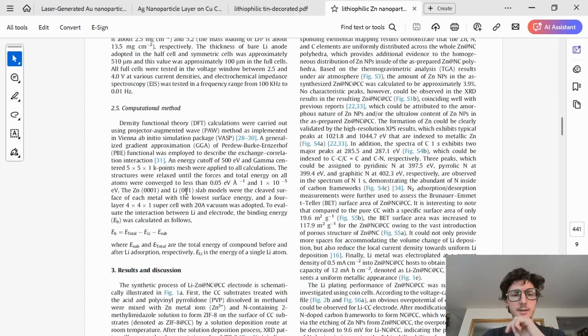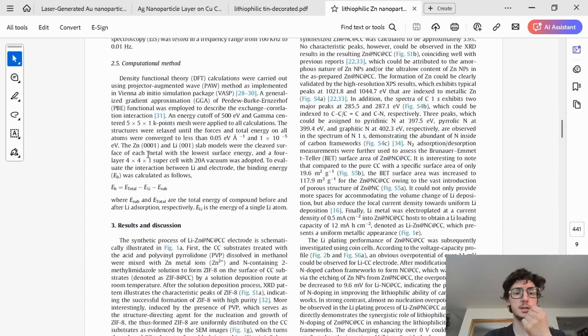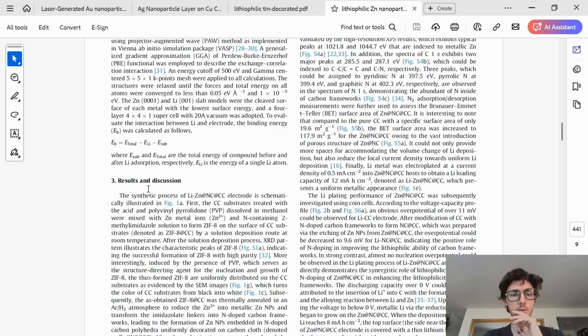The zinc and lithium slab models were the cleaved surface of each metal with the lowest surface energy, and a 4-layered supercell with 20 angstrom vacuum was adopted to evaluate the interaction between lithium and electrode. The binding energy EB was calculated as follows, where E sub, okay, interesting. So they got some DFT calculations here, which I'm assuming they're going to show in a little bit.